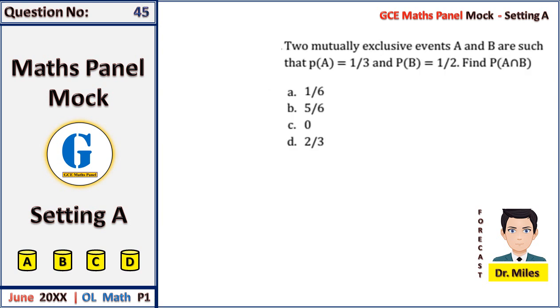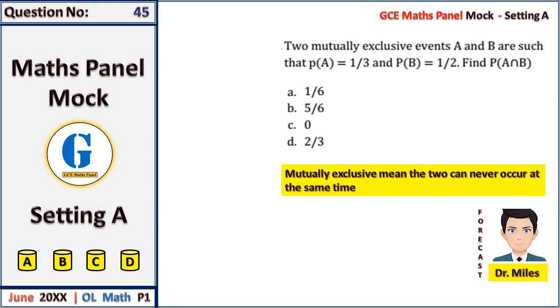Question 46. Two mutually exclusive events A and B are such that probability of A equals a third and probability of B equals a half. Find the probability of A intersection B. Mutually exclusive means the two events can never occur at the same time. Thus, the probability is equal to 0.